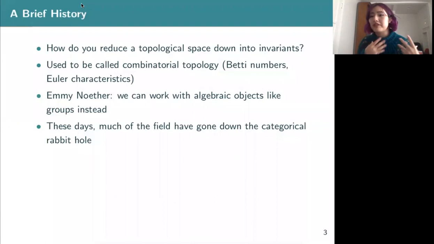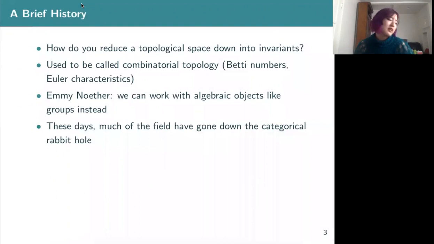And when you look at early research in topology, it actually used to be called combinatorial topology. So this is where things like Betti numbers or Euler characteristics come from, if you're familiar with those constructs. But basically, in the early days of topology, what it was about was taking a mathematical space and breaking it down into something combinatorial. So this could be triangulations, this could be other kinds of complexes, and then performing very algorithmic computations in order to get out some kind of topological invariant.